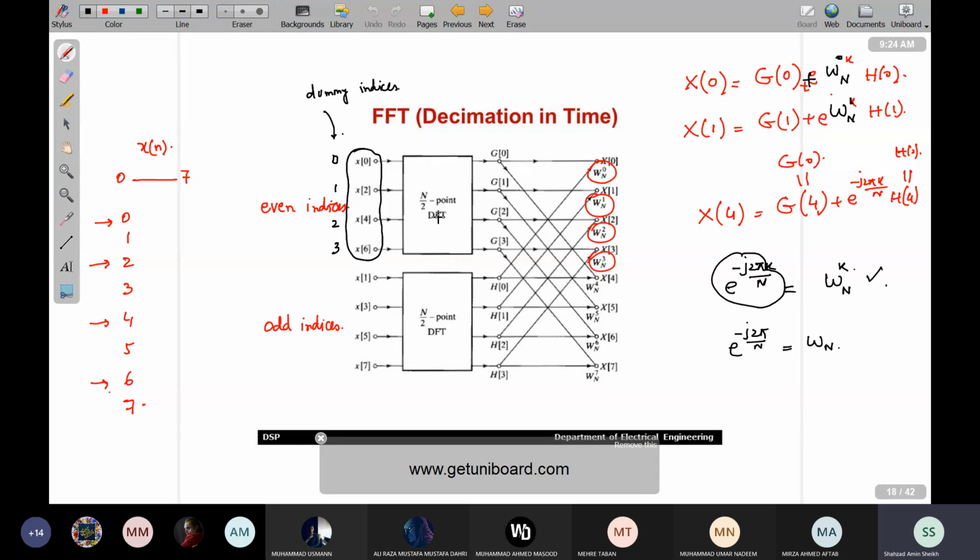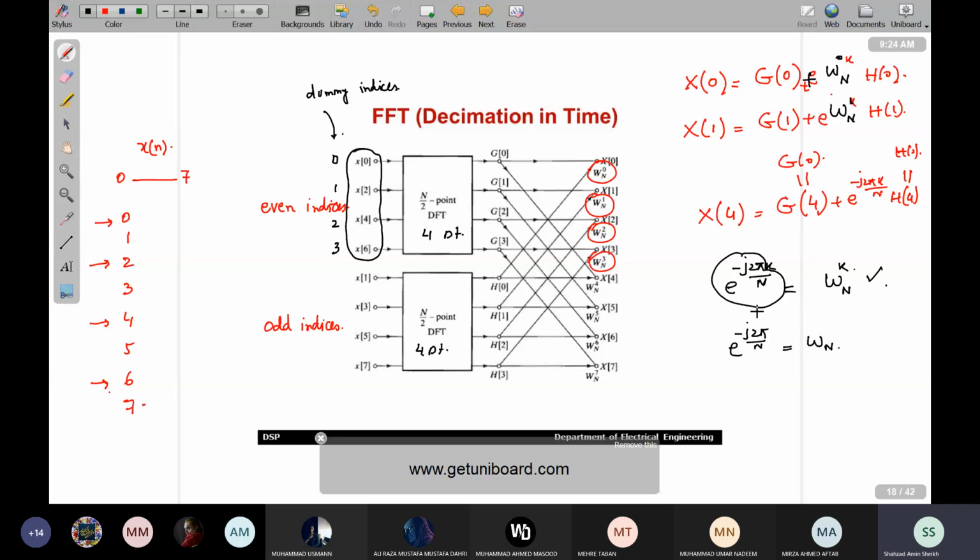Again, you have n over 2 points. If we are starting with 8 points, then the n over 2 point DFT will be a 4-point DFT, and this will also be a 4-point DFT. So you are making G0 G1 G2 and G3 and H0 H1 H2 and H3. And as a result of that, you are making x0, which is nothing but g0 plus exponential minus j2 pi k n over n into h of 0.